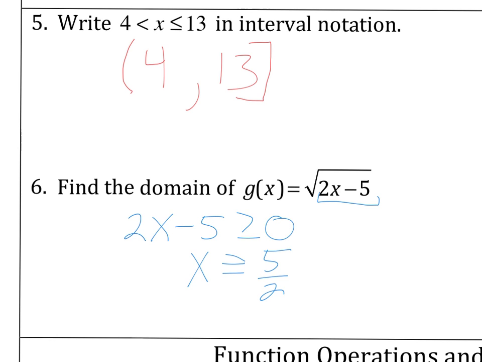If I want to use interval notation, I'm going to use a closed bracket for greater than or equal. 5 halves is where we start. And since we don't stop, this is going to go into infinity. Whenever we have infinity, we have an open bracket symbol or parenthesis.